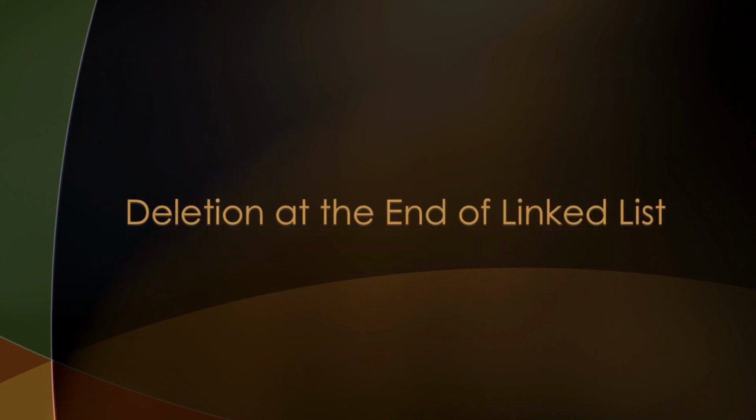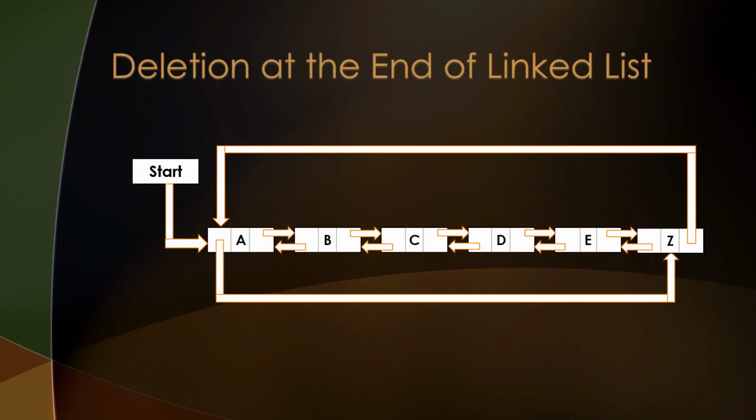Now we would be beginning with the next step, that is deletion at the end of a linked list. So this is how we had left a linked list after inserting a new node Z at the end of a linked list. Now we would be again deleting this new node Z from the end of the linked list. So let's begin. As usual, the first step would be to change the backward pointer of node A, which is the starting node, to ensure that it now points to node E in the linked list instead of node Z, since now node E would be the last node in the linked list.